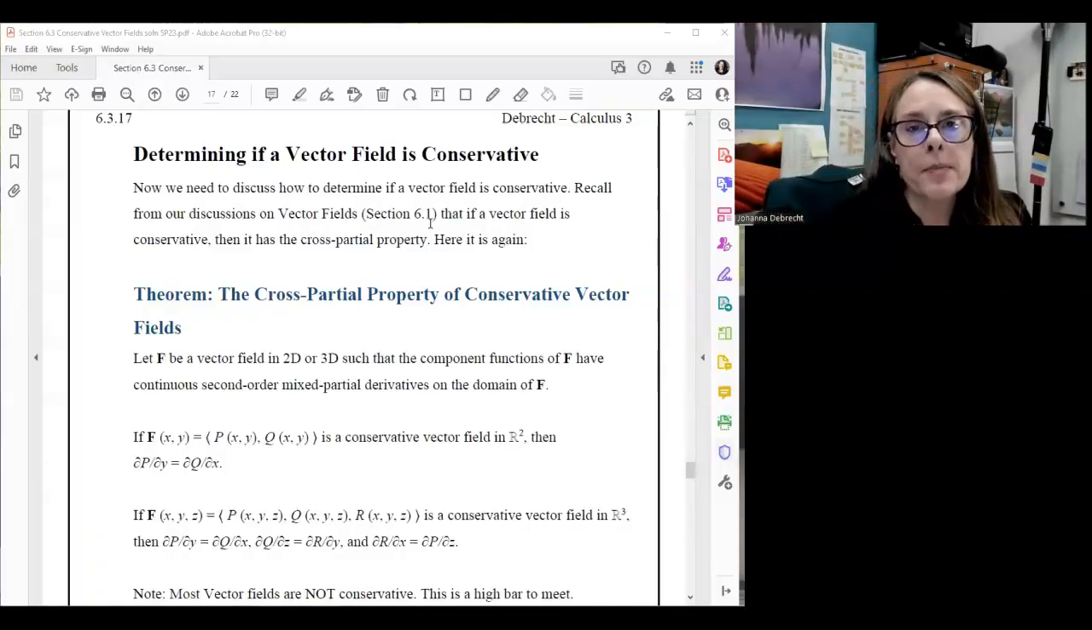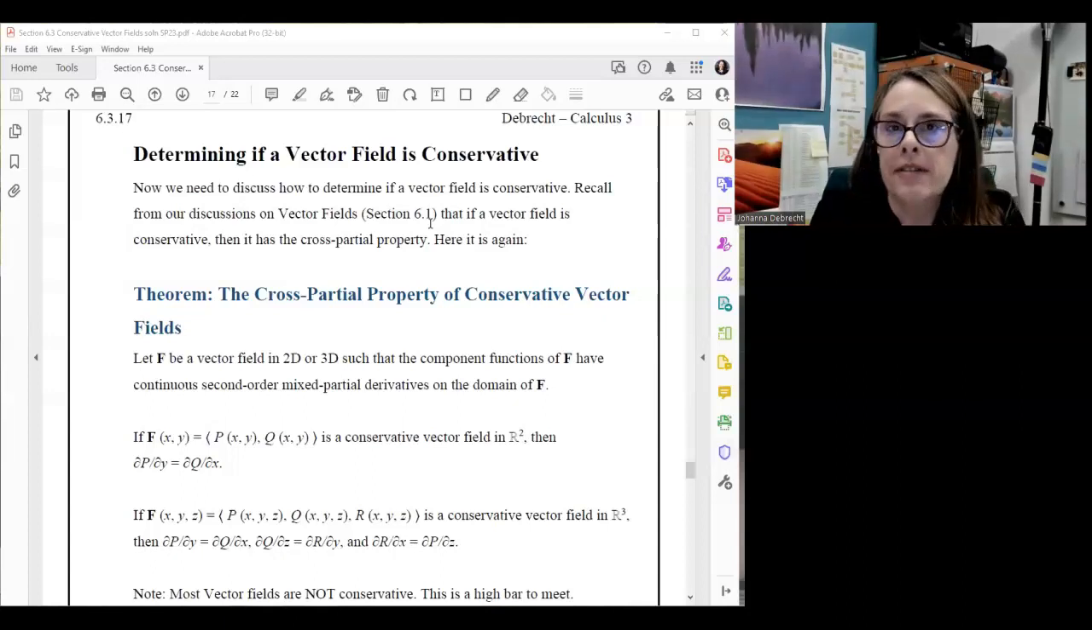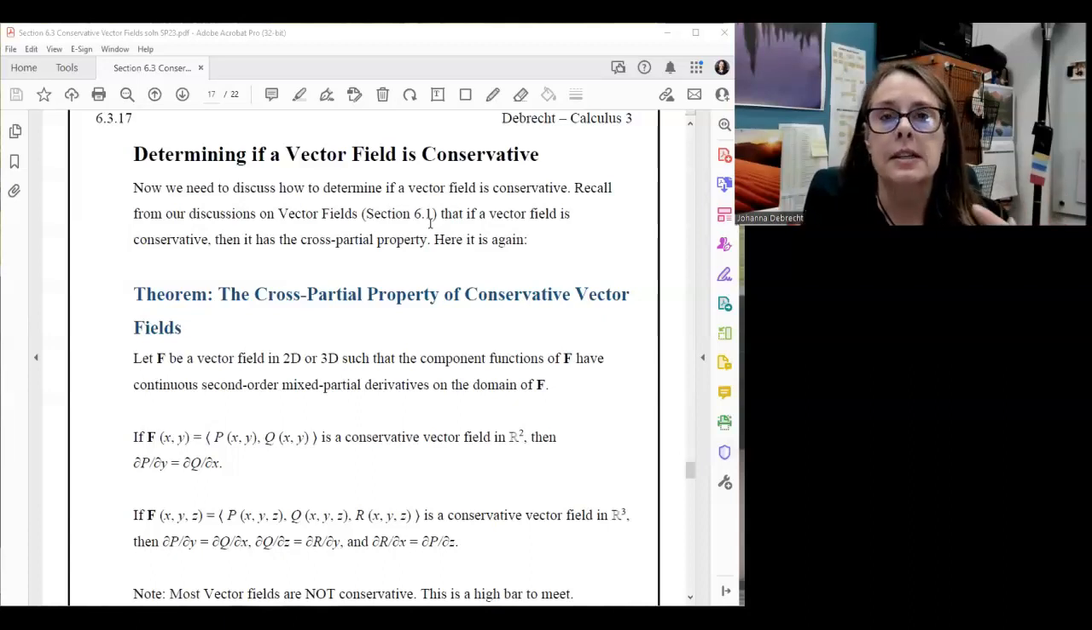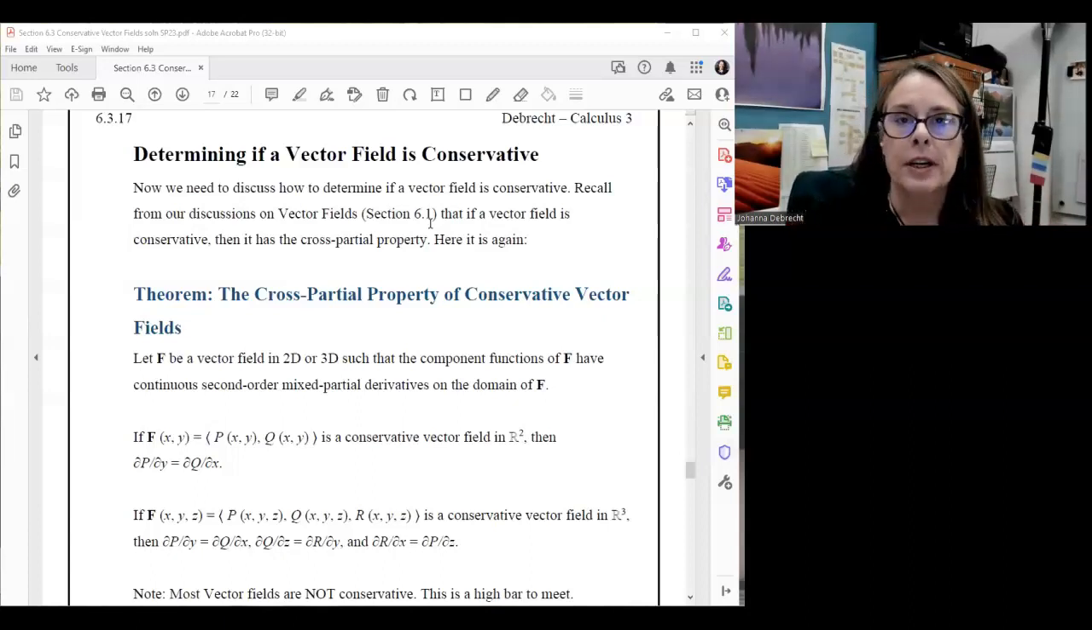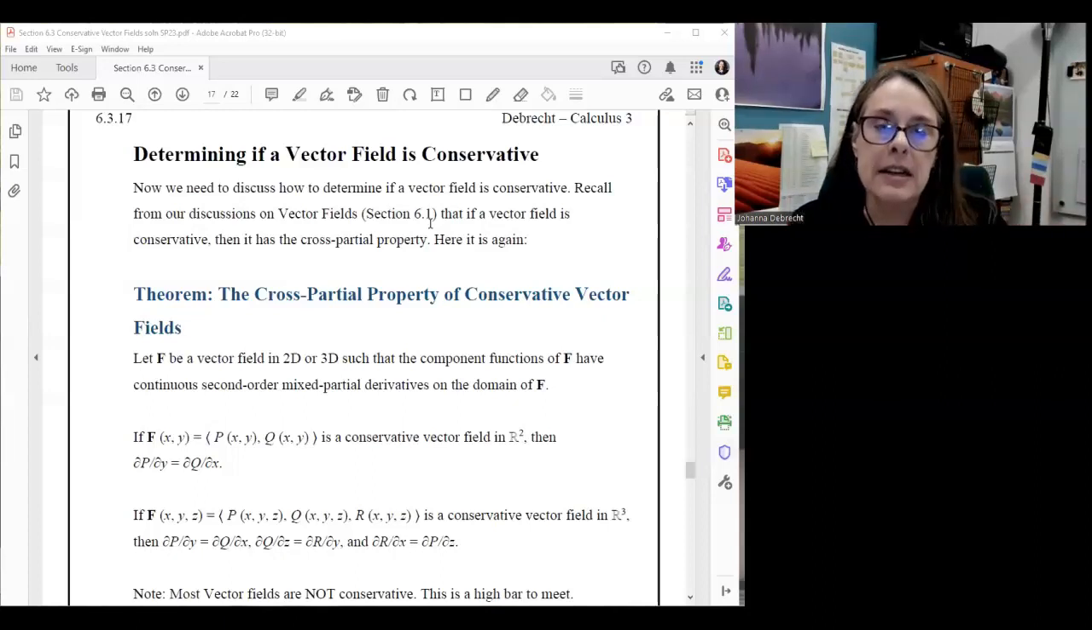Okay, so what we were talking about at the end of class yesterday was determining if a vector field is conservative, all right? So remember, a conservative vector field maintains the energy within the system, and it has some special properties. It means that there is a potential function, lowercase f, a scalar valued function of x and y, or x, y, and z, and the gradient of that potential function is the vector field itself.